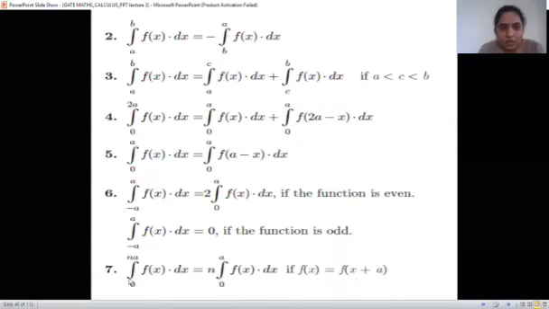Next formula: integration 0 to na, so we can write n here and integration 0 to a f of x dx, but this is only possible if the function is periodic. Remember, periodic functions: sin x, cos x, tan x. In that case only, if integration 0 to na f of x, then n can be written outside the integration, and integration 0 to a f of x dx, but the function should be periodic with period a.